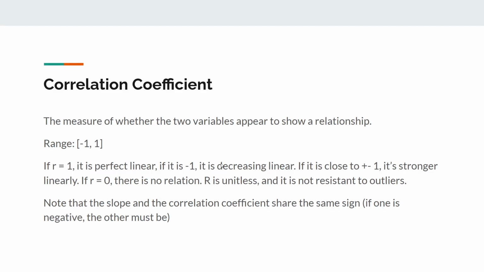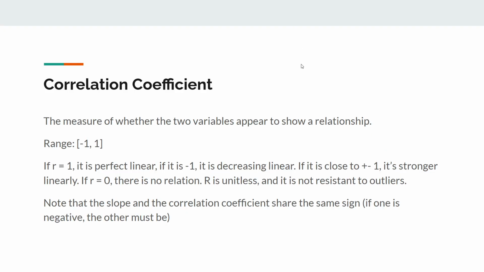If it is -1, it's perfectly decreasing linear. Now if it is close to plus or minus 1, it's stronger linearly. If r equals 0, there's no relationship. R is unitless, and it's not resistant to outliers. Meaning that if there's a huge outlier here, r is still going to account for that.